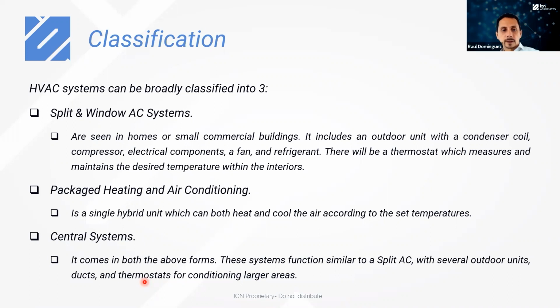We have the packaged heating and air conditioning, that in a single hybrid unit, we can see both the heating and the cooling element, and we can set the temperatures accordingly. And central systems, sometimes we can see hybrid systems in central systems. There's a big unit that does the cooling and another one that does the heating. And through the ducting, it splits through the different zones in the indoor portion of the building. Next, please.